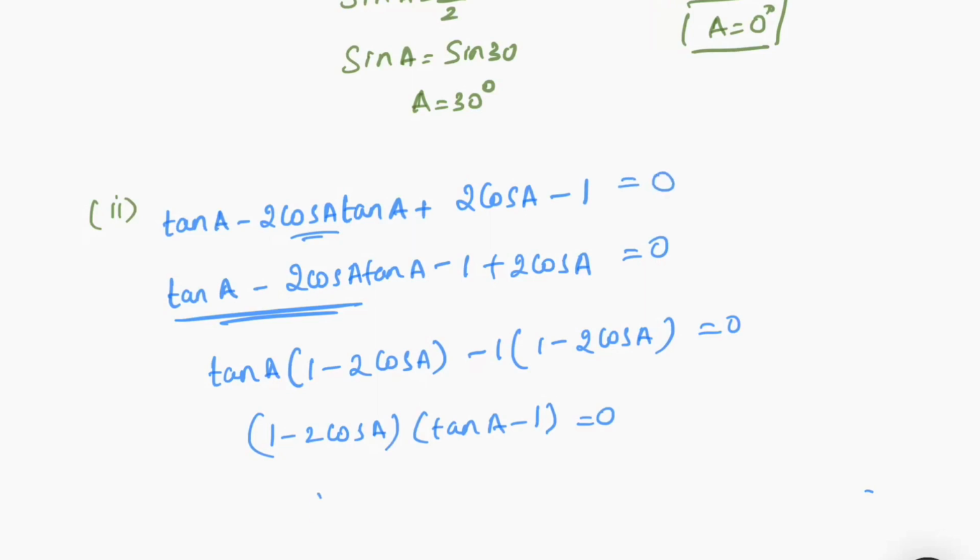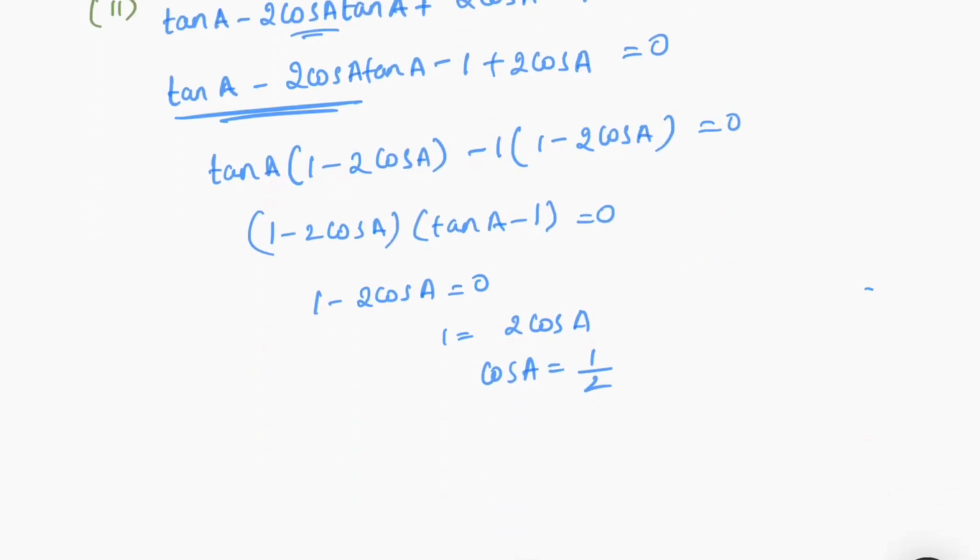So I can write this as 1 minus 2 cos A equal to 0. 1 is equal to 2 cos A. So I can write this as cos A is equal to 1 by 2. So which value of cos A is 1 by 2? Cos A is equal to cos of 60. So I get A is equal to 60 degree.